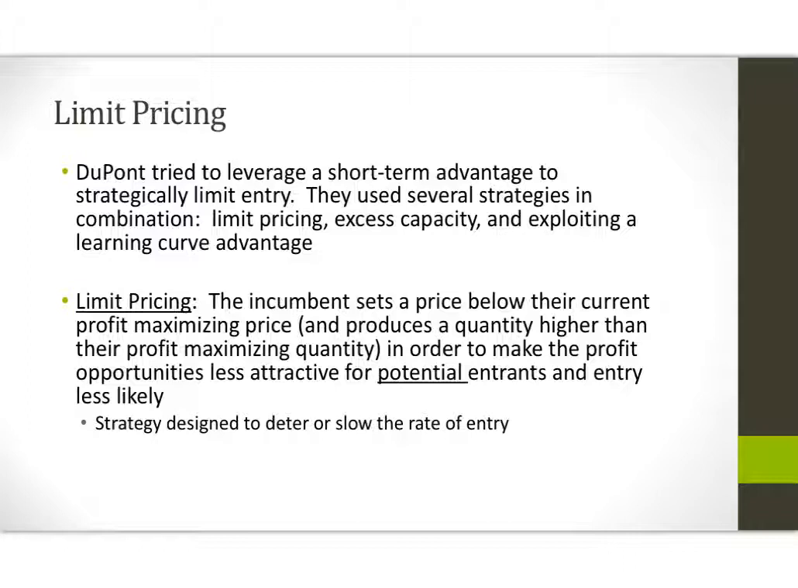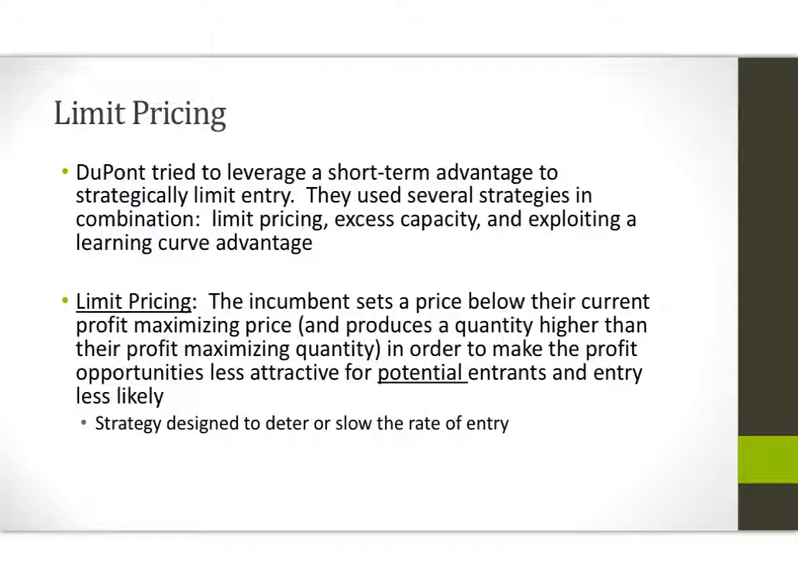Limit pricing is when you have an existing firm and they set a price that is lower than their profit maximizing price. If you think through some of the previous modules, we calculated profit maximizing prices under different conditions. Here they're actually going below their profit maximizing price, and they're doing that strategically. The thought process there is if you go below your profit maximizing price, you make entry less desirable to other firms.